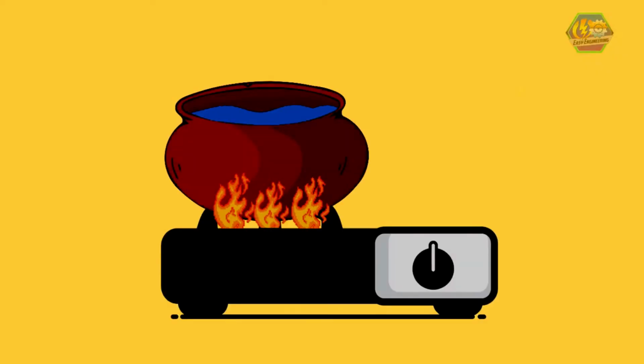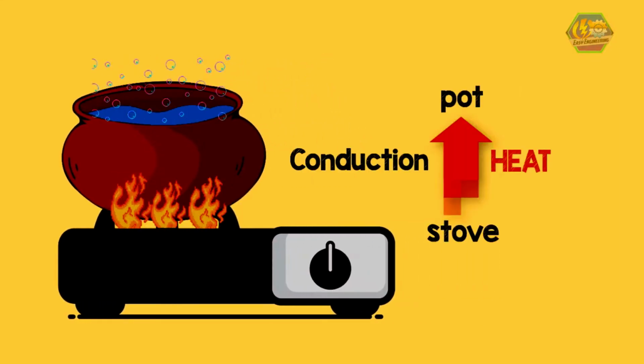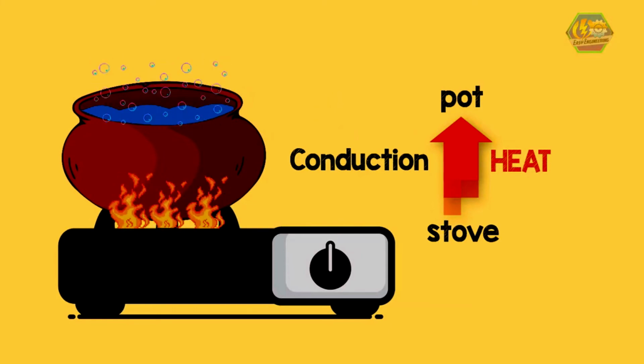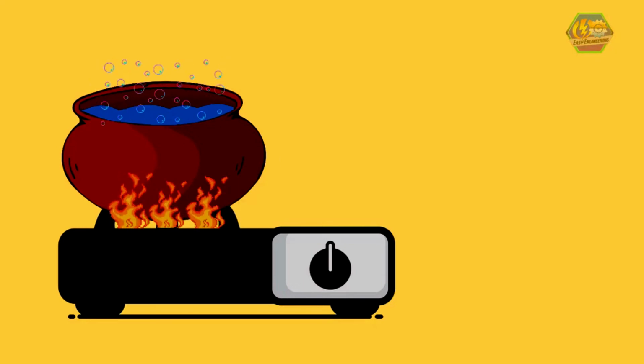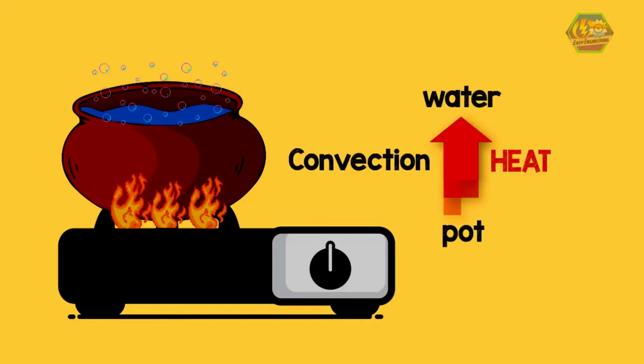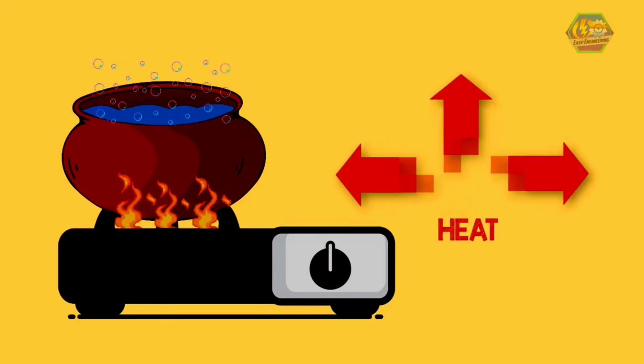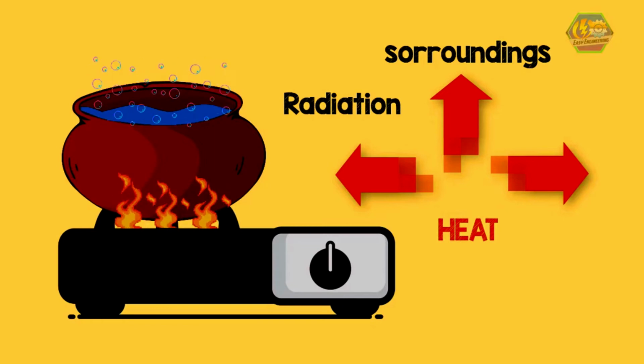This animation can show you the three ways of heat transfer, where conduction takes place when the stove transfers the heat to the pot, and then the pot transfers the heat to the water, known as convection. And the last one, radiation. There is no medium required, it's just the surroundings.